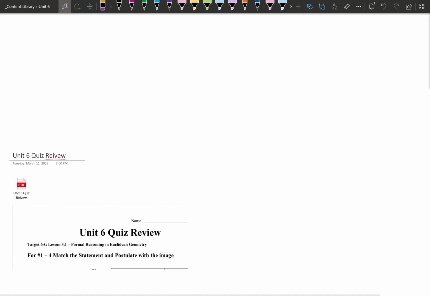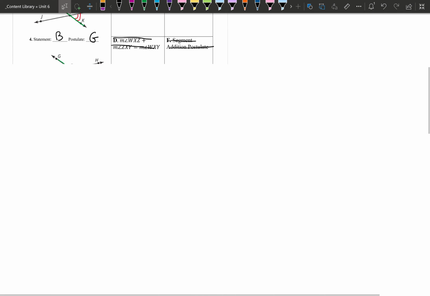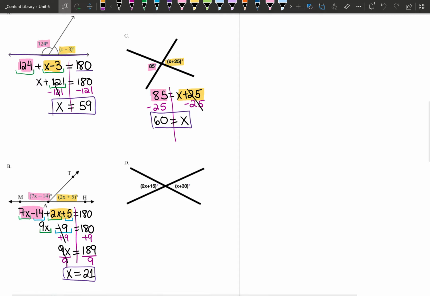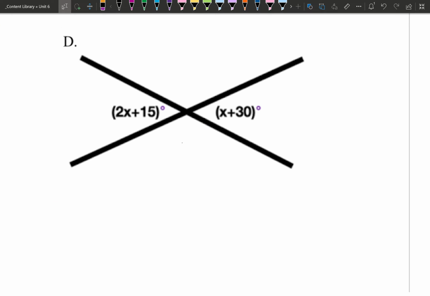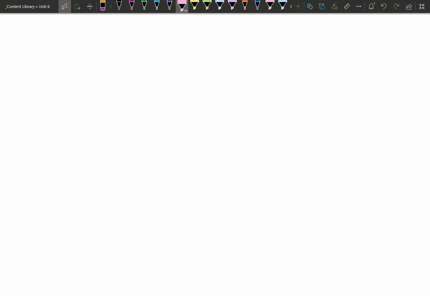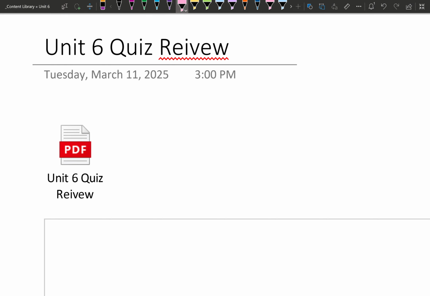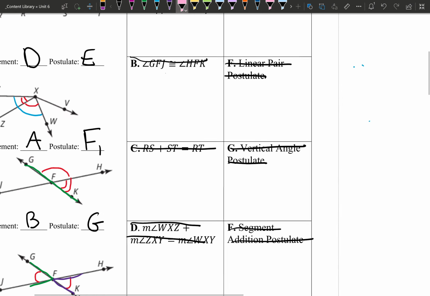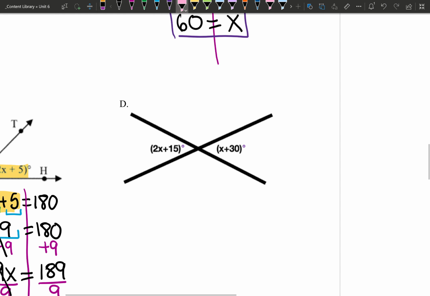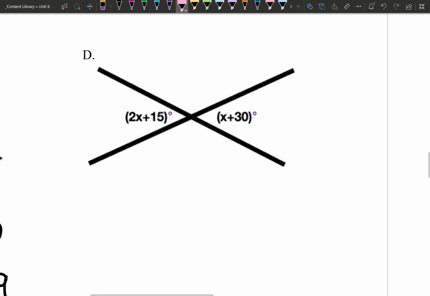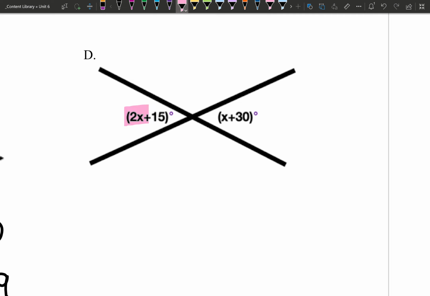Oh, did I zoom out again? Okay. Well, I zoomed in too much and then I zoomed out. There we go. Back we go to letter D. So, just like in letter C, we can set these equal to each other. What? I don't know why it's doing that. I'm just gonna gently, okay. I'm not gonna zoom in any further.